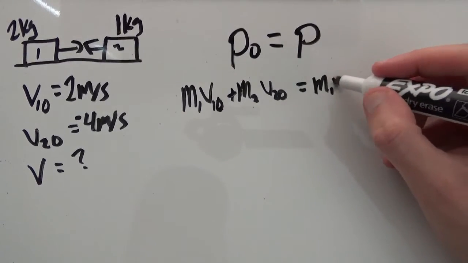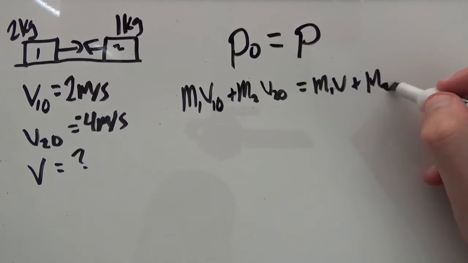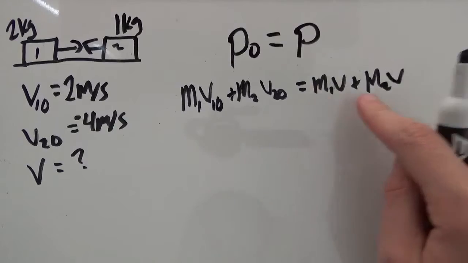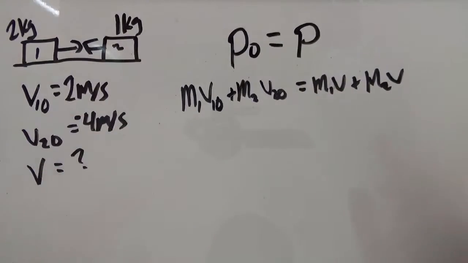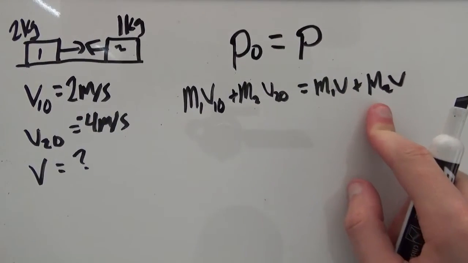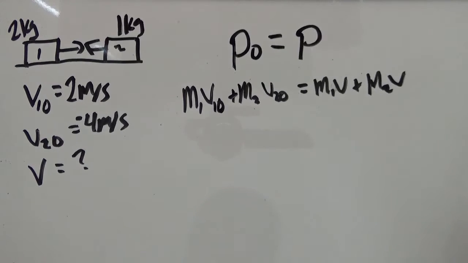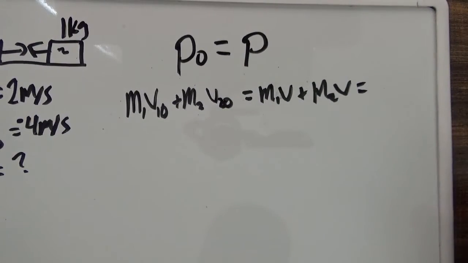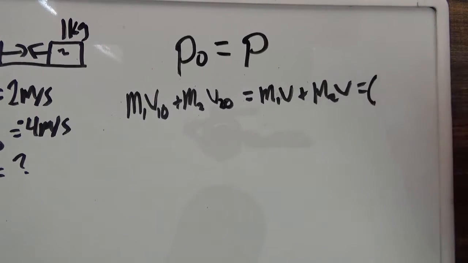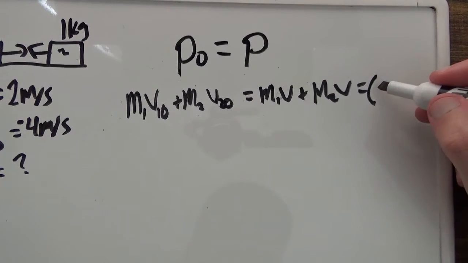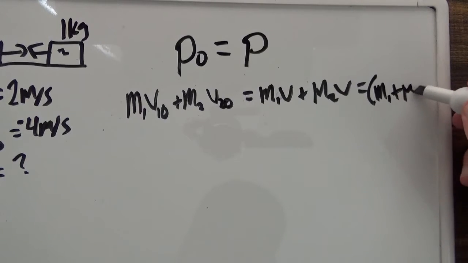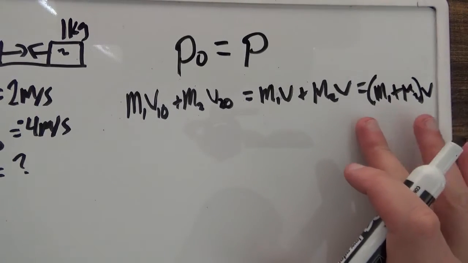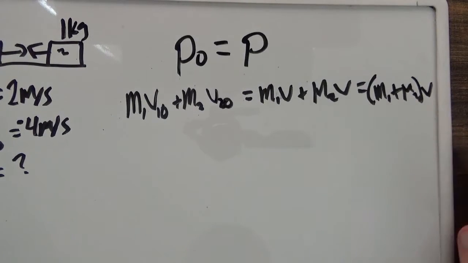M1V plus M2V, right? Same velocity here, but the different masses are moving at the same velocity. That's one way you could set it up. Or the other way is treating it as if it were one large object moving off as one, and that one large object's mass would be the sum of both of the masses, right? Times the final velocity.